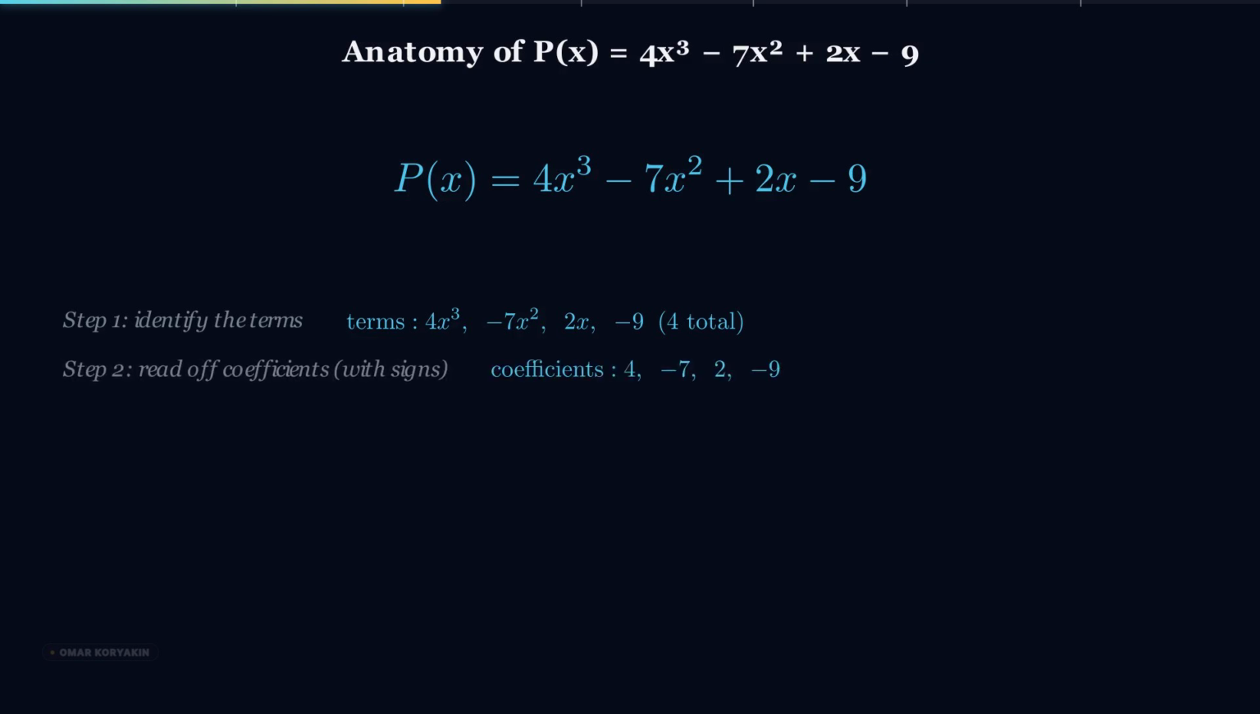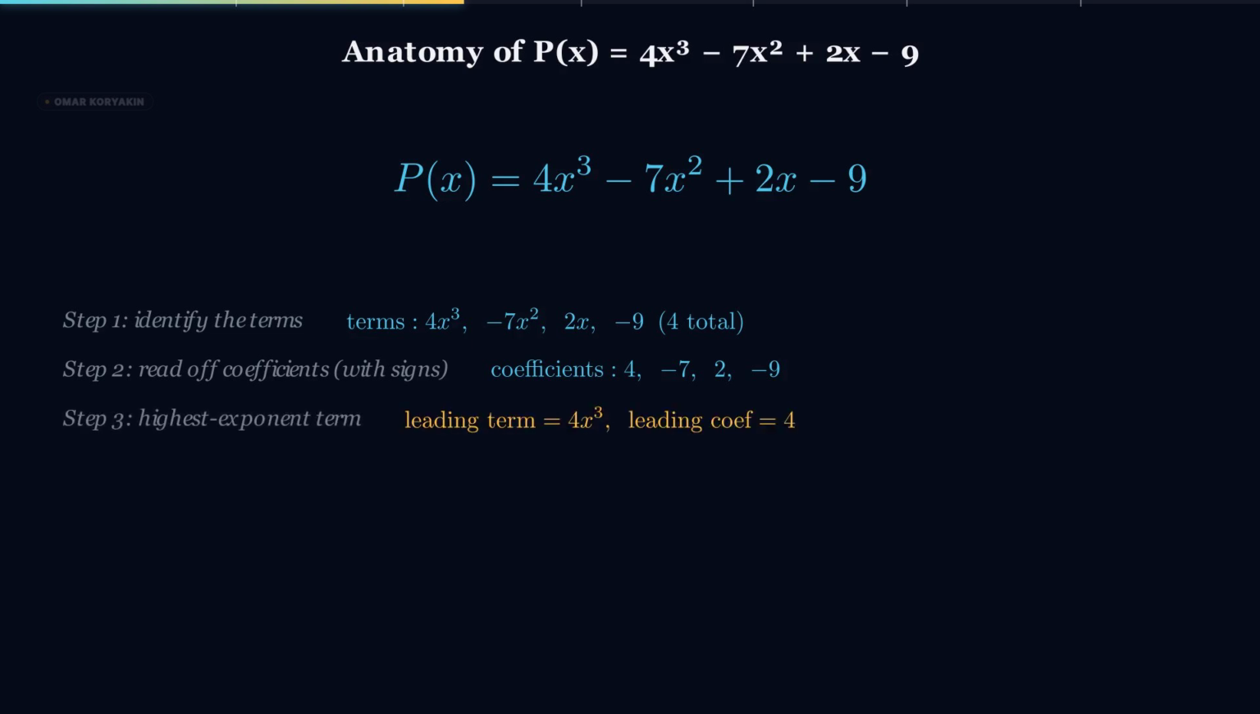Step 2. Identify the coefficients of each term. The coefficient of x cubed is 4. The coefficient of x squared is negative 7. The coefficient of x is 2, equivalently x to the 1. The constant term has coefficient negative 9, equivalently negative 9 times x to the 0.